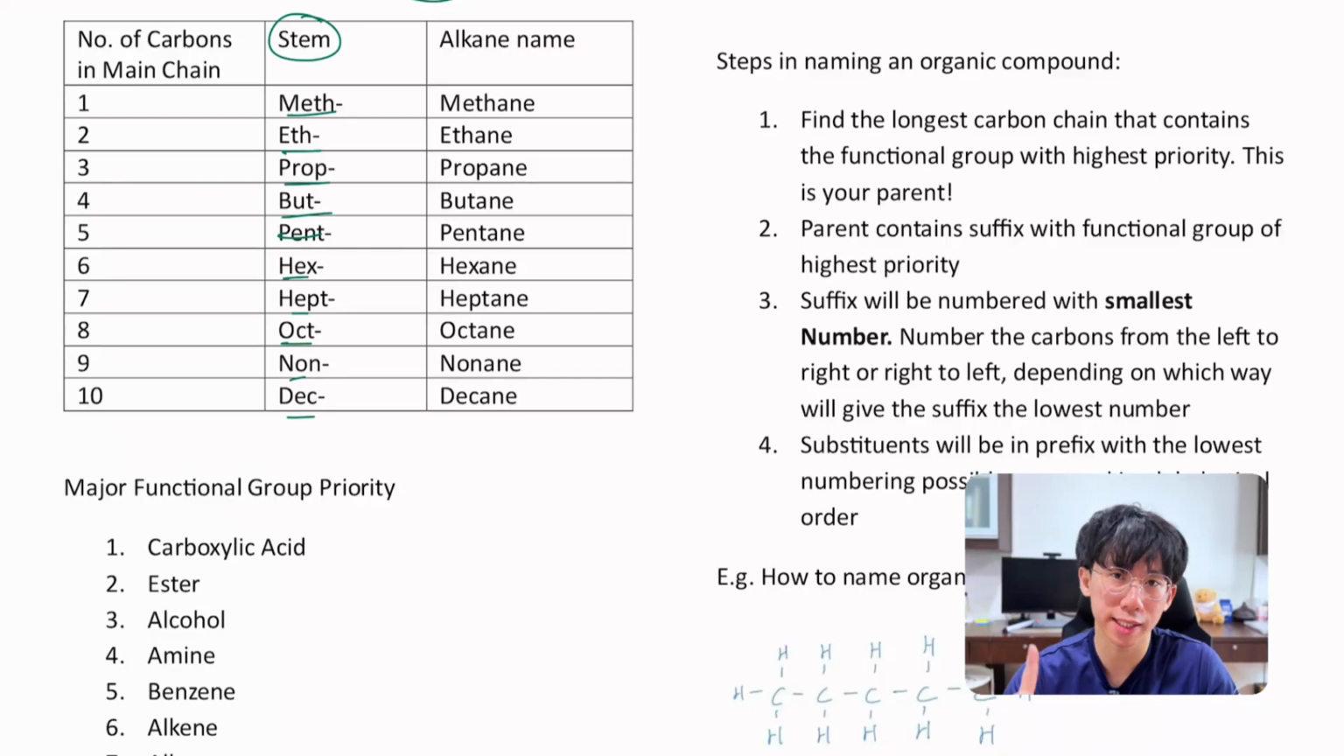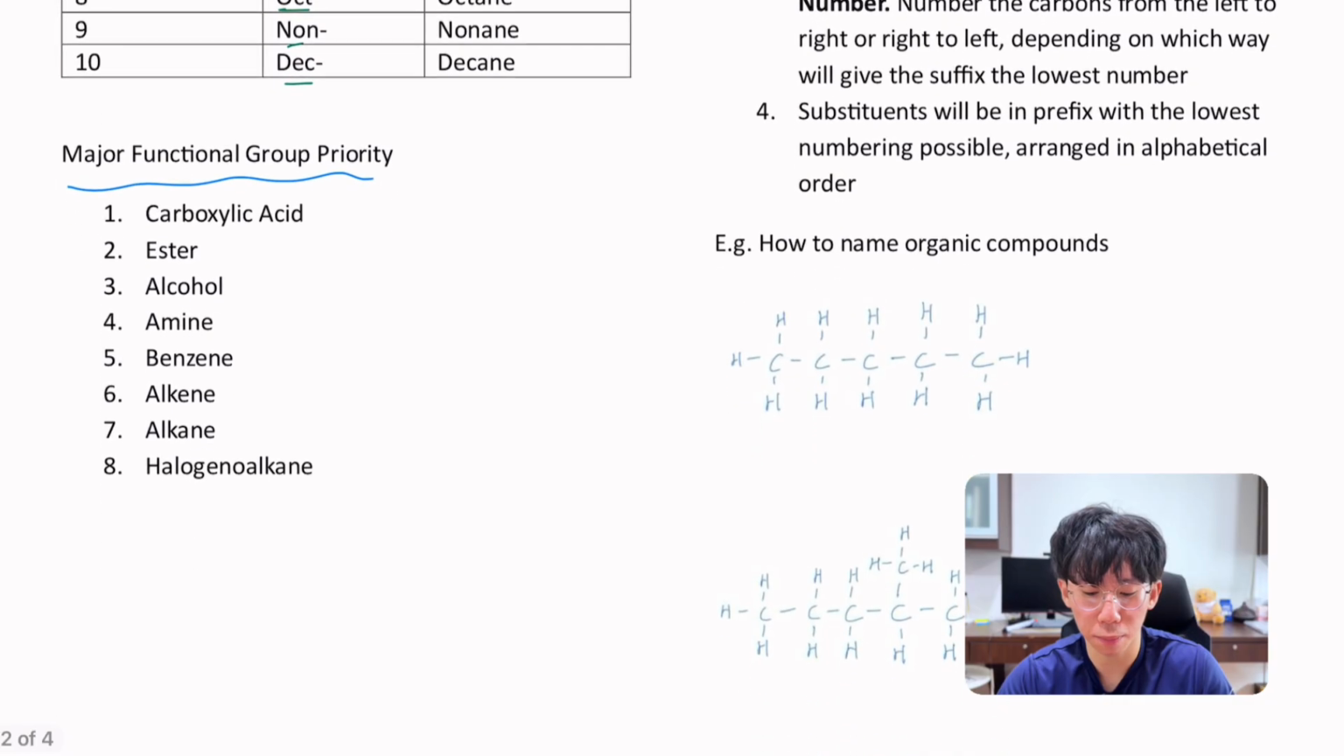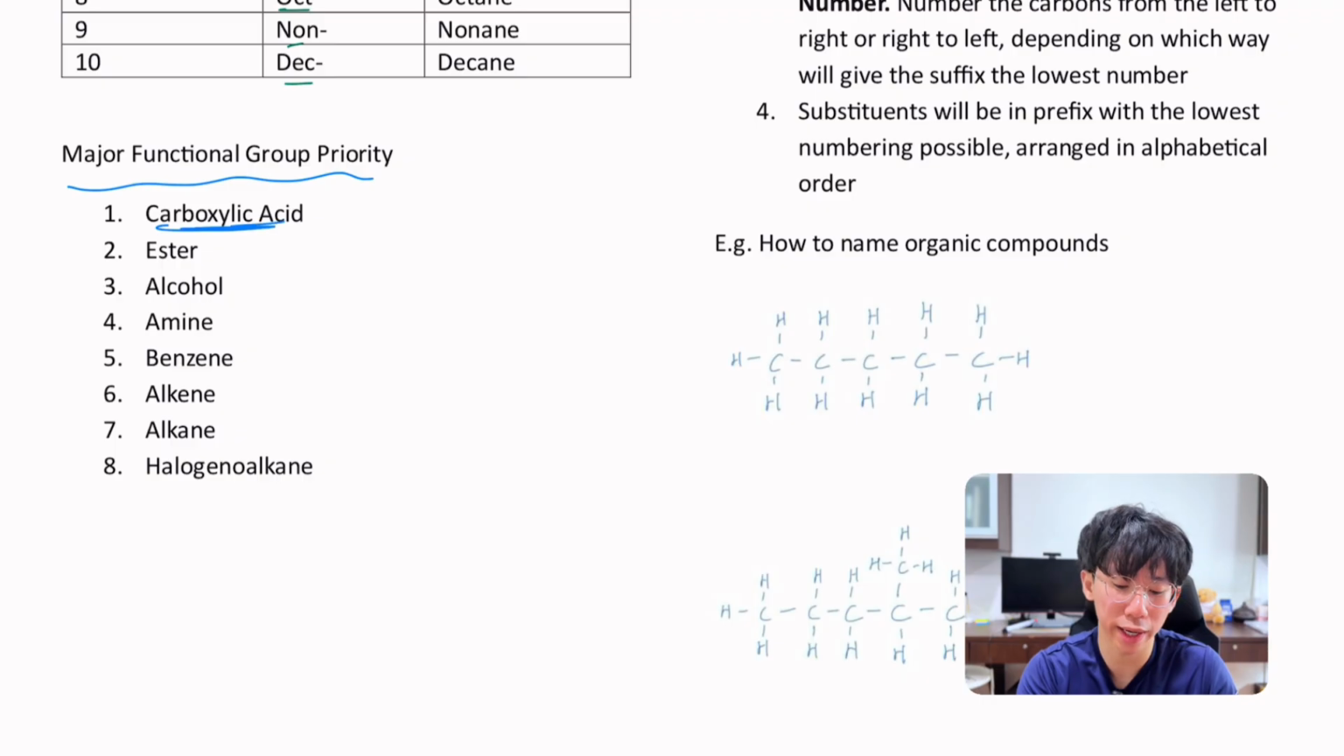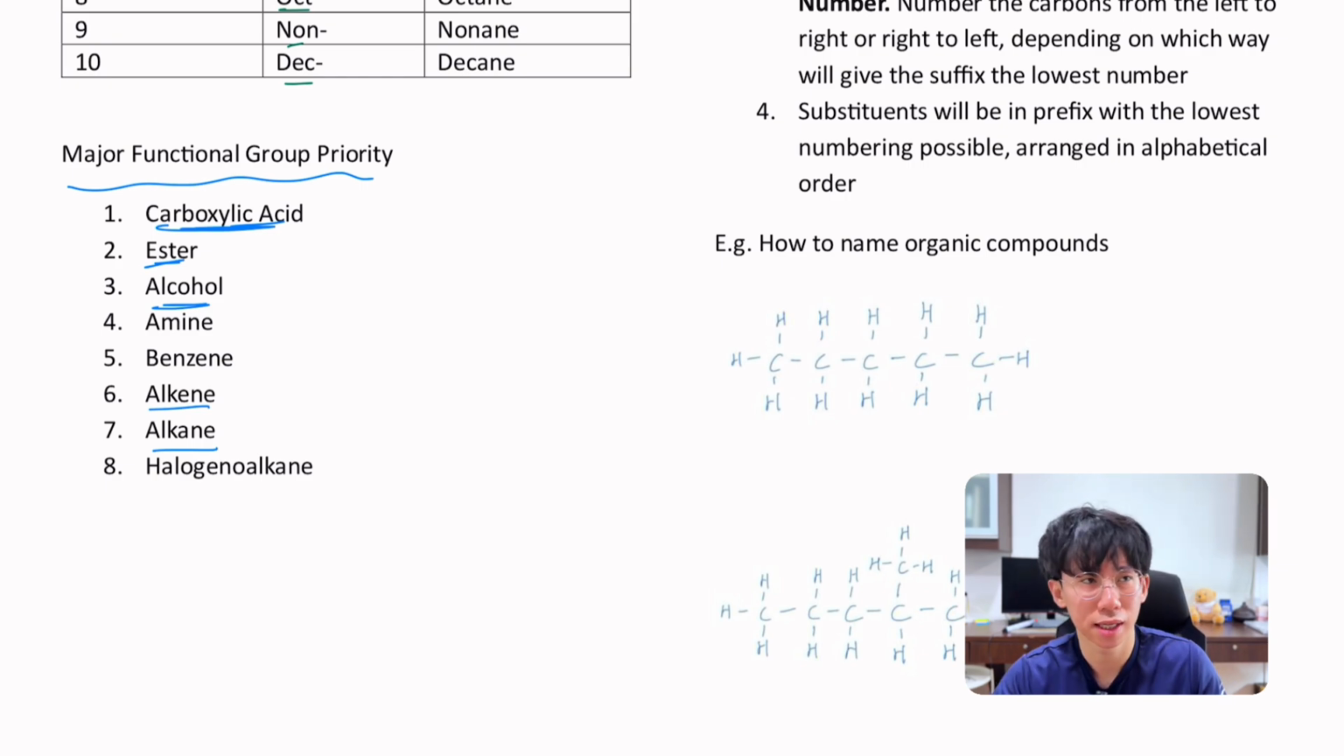Next, you want to look at the suffix. This shows you the major functional group priority. In a case where there are multiple functional groups inside the same organic compound, you have to follow this priority list where 1 is the highest priority. And please go and memorize this. In general, you will typically find your carboxylic acid all the way at the top, and your ester next, followed by your alcohol, and then your alkene and your alkanes. This is also the same order of functional groups that you'll be learning, just in the reverse direction.